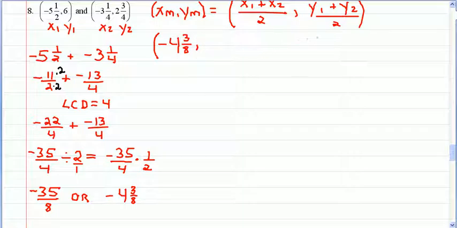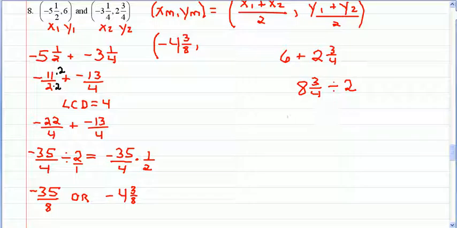So now we want to find the y coordinate. And we want to find y1 plus y2 first, and then we'll divide by 2. So our y1 is 6, and our y2 is 2 3/4. So this one doesn't have to be as lengthy as the first one, because when we add 6 plus 2 3/4, we get just 8 3/4. So the sum is 8 3/4, but now we have to divide this by 2.